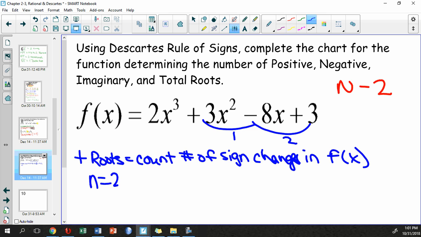N equals 2, that's the number of sign changes that we have. So I have to have at least 2 positive roots, or 2 take away 2 gives you 0 positive. So I'm going to have 2 or 0 positive roots. Now let's talk about negative.